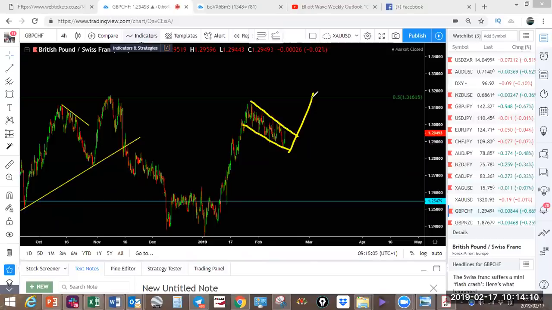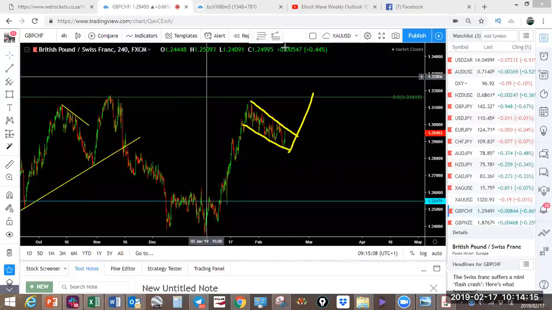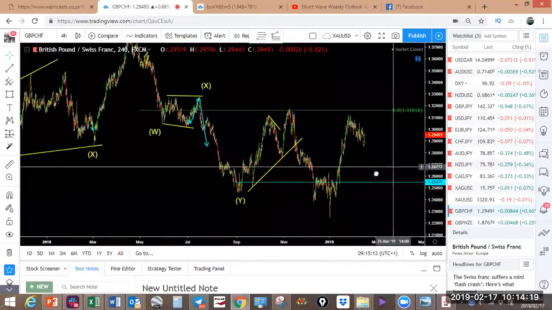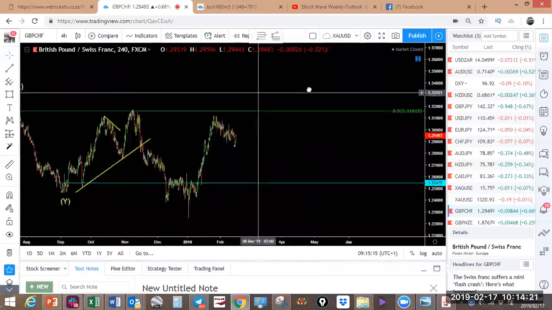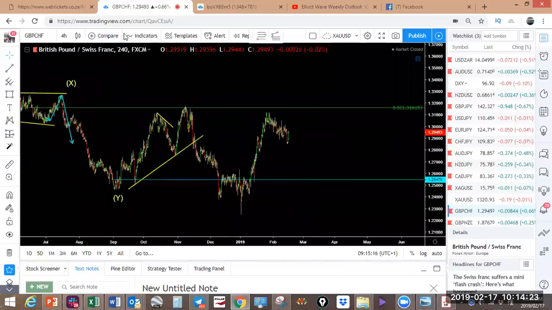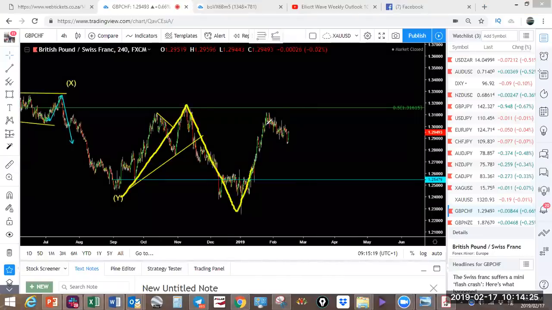I don't know if there's news next week that will push this higher, but the pound pairs are all looking upside for the next week. So don't miss these moves. The reason why we're looking for upside on pound CHF is because of this. We're looking for a corrective structure like this.